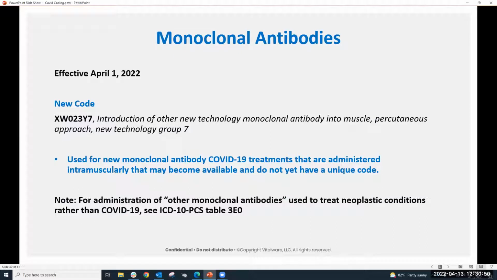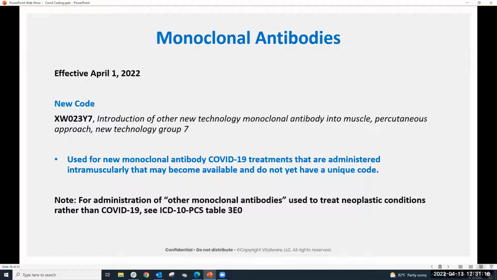All right, so effective April 1st, 2022, we also have a new PCS code, XW023Y7, for the introduction of other new technology monoclonal antibody into muscle. So this is going to be used for any new monoclonal antibody that comes up that we don't currently have a code for in PCS.